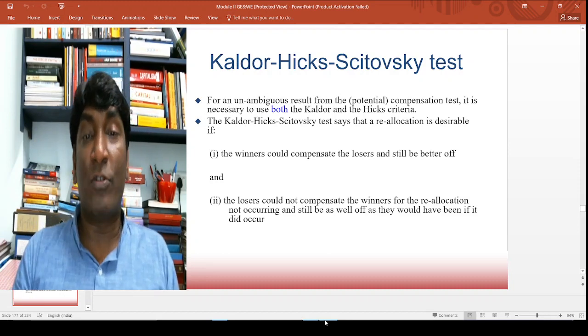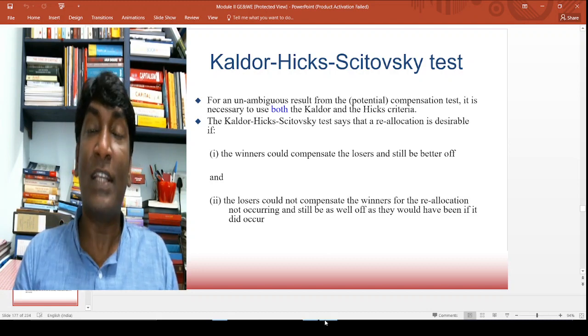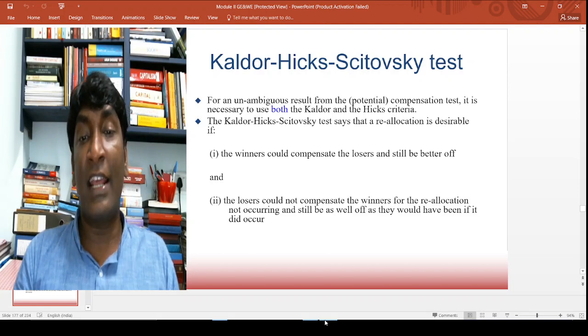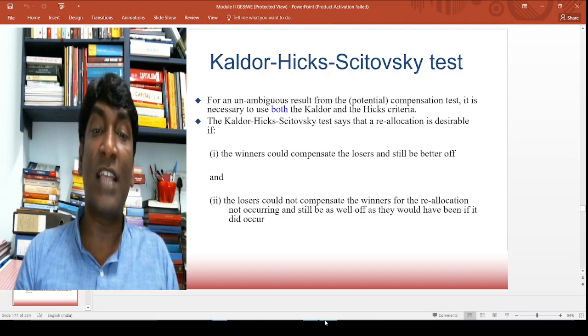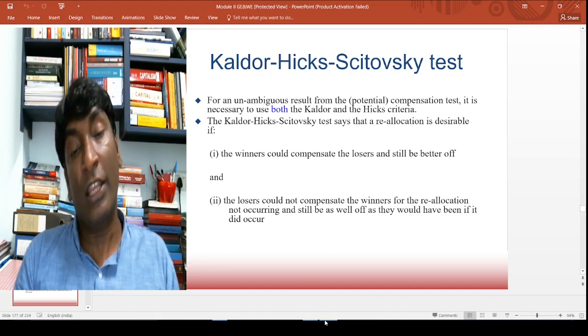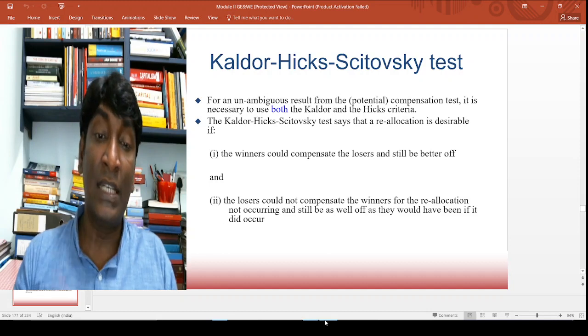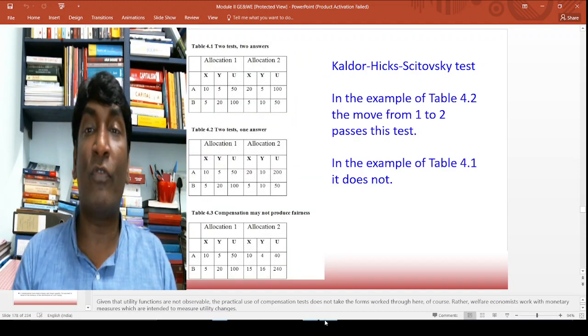So this is what is normally called Scitovsky's paradox, and the Kaldor-Hicks-Scitovsky test needs to be done to get the efficiency angle approved. So let's go to the details of it. For unambiguous results from the potential compensation test, it is necessary to use both the Kaldor and Hicks criteria. The Kaldor-Hicks-Scitovsky test says that a reallocation is desirable if and only if the winner could compensate the loser and still be better off, and second, the loser could not compensate the winner for the reallocation not occurring and still be as well off as they would have been if it did occur.